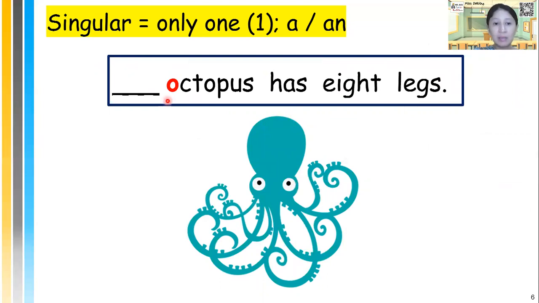We are going to start with octopus. The noun is octopus, which has 8 legs. So octopus begins with letter O. Remember, it's a vowel. So we are going to use an. Good job. Wow, so far so good, right?